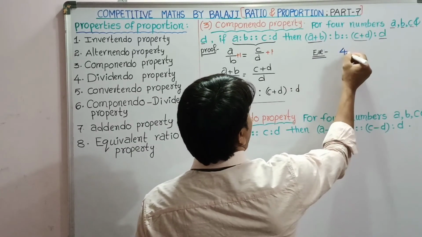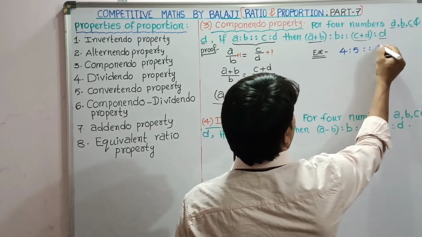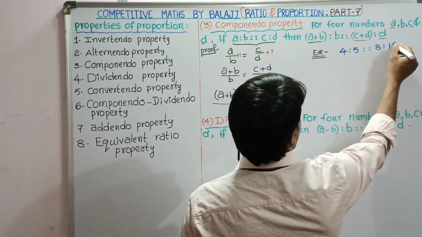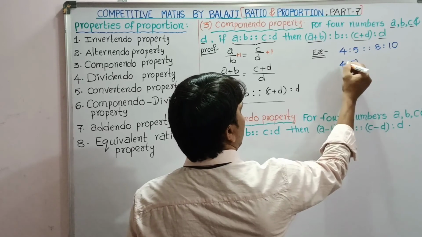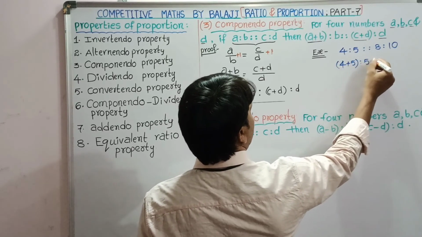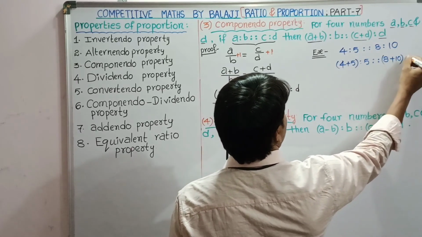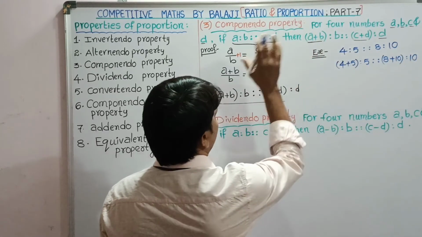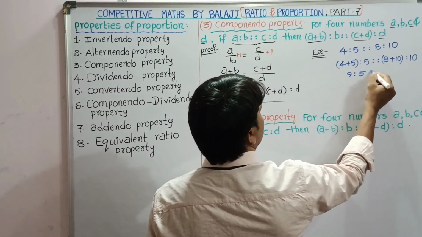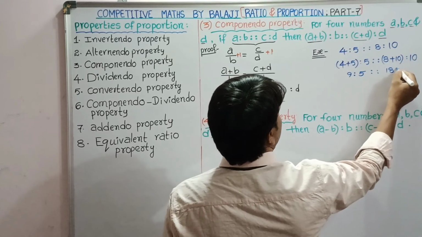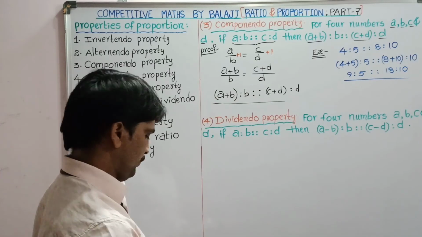Let us see one example. We know that 4 is to 5 is as 8 is to 10. 4 plus 5 is to 5 is as 8 plus 10 is to 10 by our componendo property. See, 4 plus 5 is 9. 9 is to 5 is as 18 is to 10. Yes, they are in proportion.